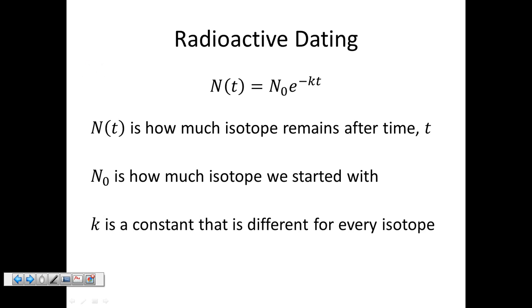K is a constant that is different for every isotope. So we're going to have to calculate K every time we do a problem so that we can plug it in. But in the real world, everybody that does this just knows what K to use for carbon-14 or potassium-40.